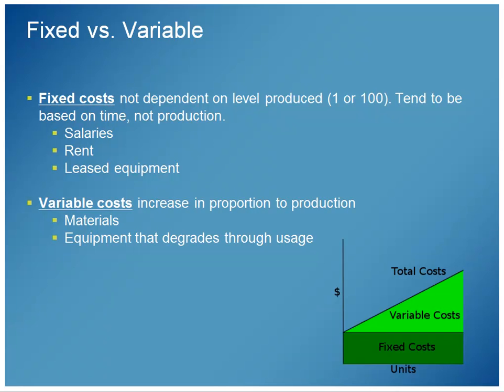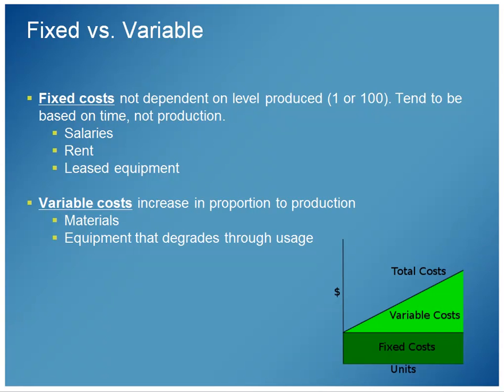Variable costs are associated with production. So doubling production will increase anything that has a variable cost. The materials involved would be an example of a variable cost. Equipment that wears out over time. So if using it causes me to need to replace it sooner, that would be the case.